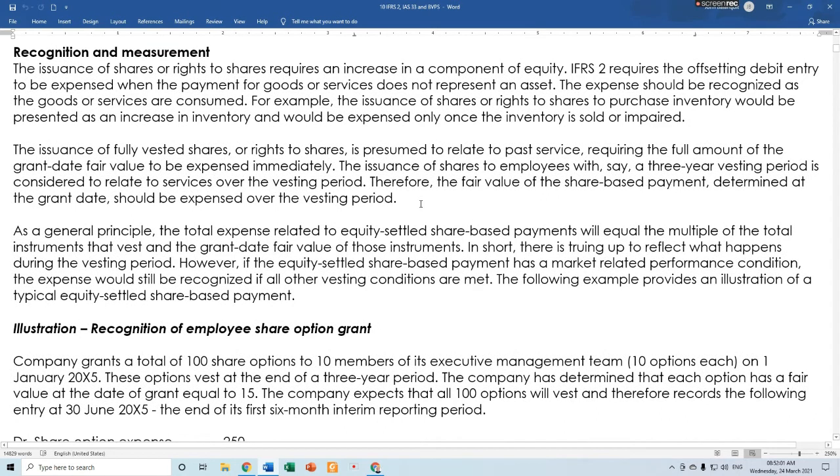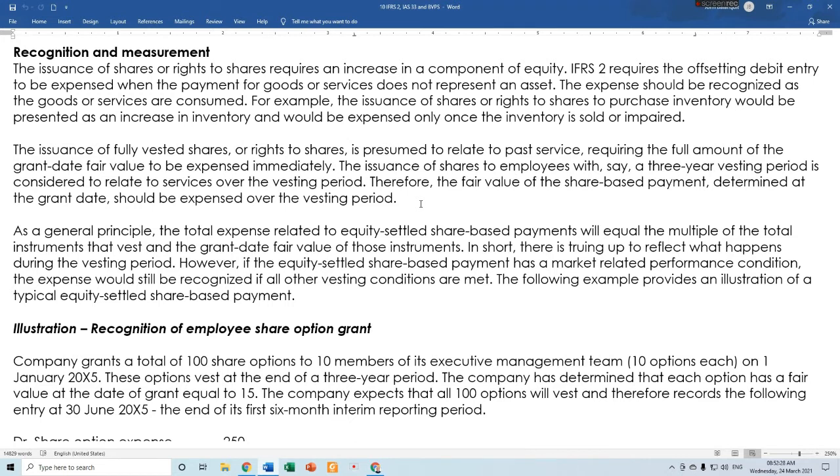Okay, so for the recognition and measurement natin, depende kasi kung ano yung nire-recognize natin. Are we trying to recognize a liability or are we going to recognize yung ating equity? Okay, so the issuance of shares or rights to shares requires an increase in a component of equity. Kasi ikaw ay nag-issue ng rights, or ng actual issuance of shares, okay?